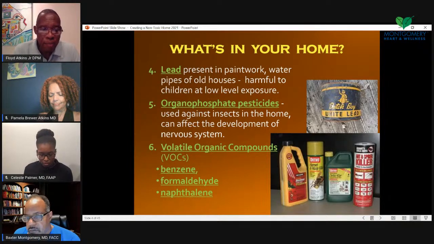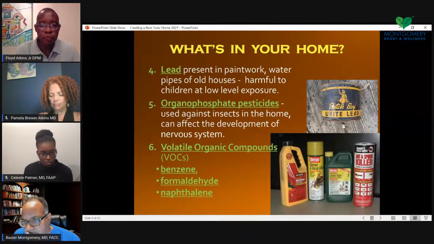Volatile organic compounds, that's the benzene, formaldehyde, and naphthalene, which are the mothballs, but we're going to talk about that. That's another chemical that we find in our house that ends up creating a cloud or gas in our house. That's why a lot of researchers feel that the household environment when your windows are closed is sometimes more toxic than the outside environment.